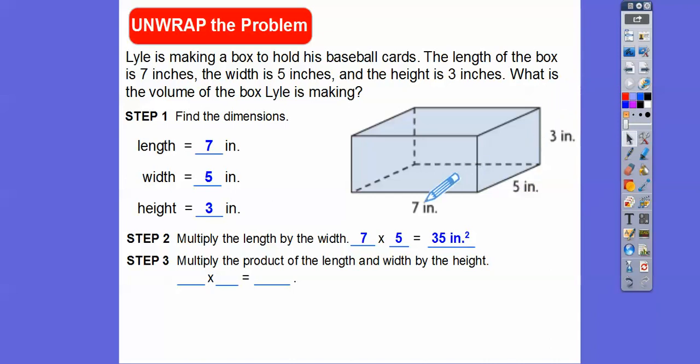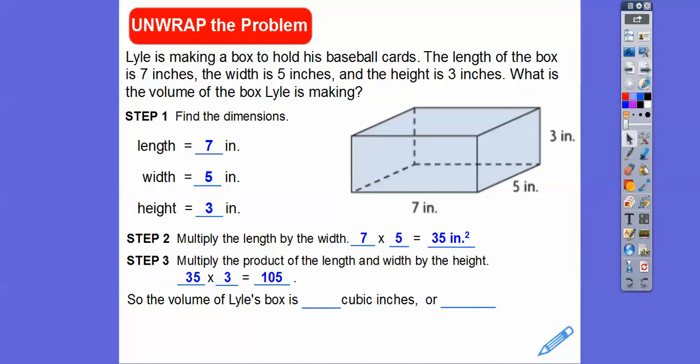Here, the area of the base is 35, so 35 times the height, which is 3, gets me 105. The volume, remember, is always in cubic units, so the volume is going to be 105 cubic units, or inches cubed. These two are the same thing, cubic units and inches cubed. Your book likes to write it like this, and that's fine. You can do that, you guys.